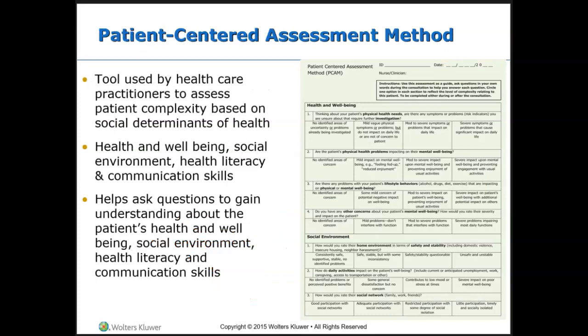The patient-centered assessment method is a tool to look at the patient's complexity regarding their current health and response to illness by assessing and looking deeper into the components that may affect their health. These include their lifestyle and behaviors, maybe social environment, like networks, housing, employment, health literacy, and even simply their ability to communicate effectively, right?